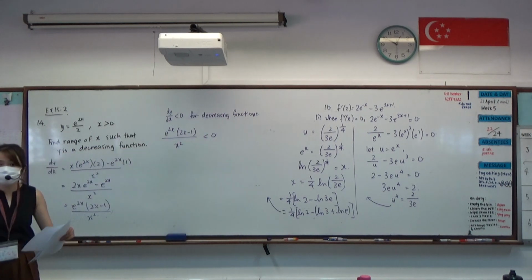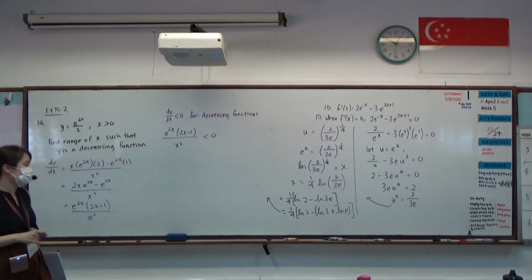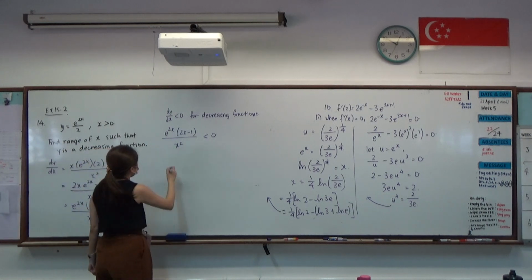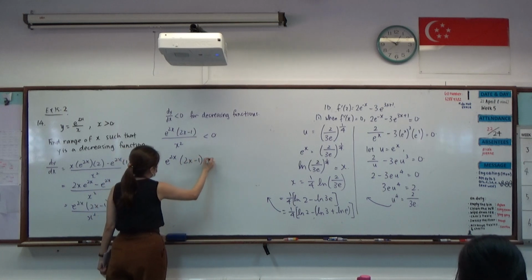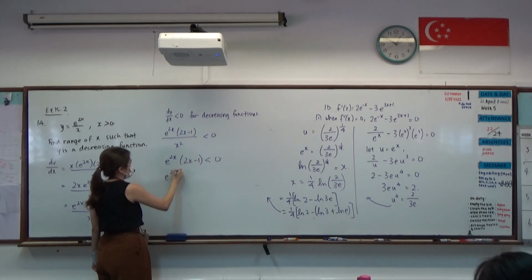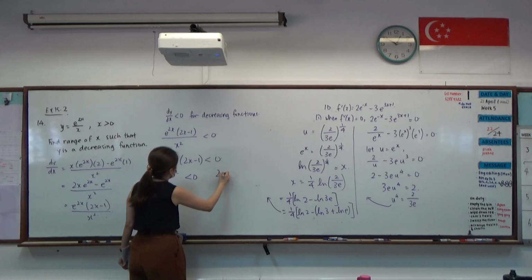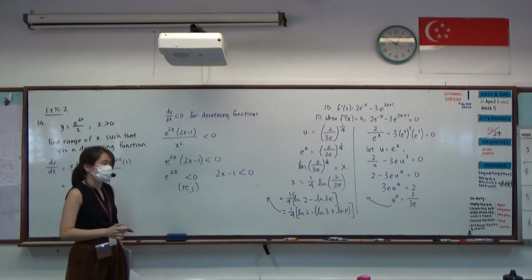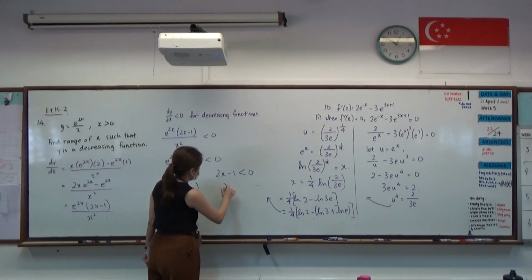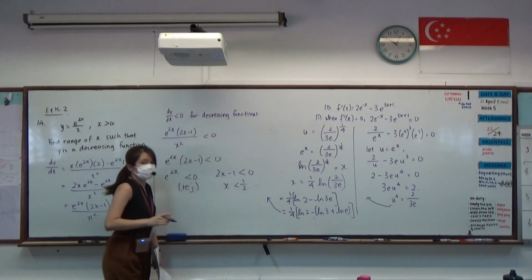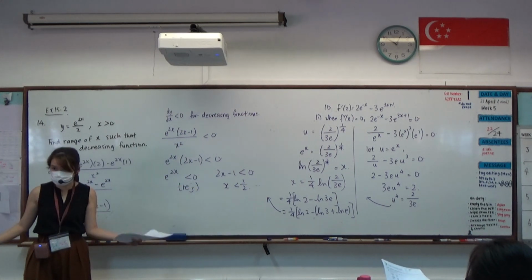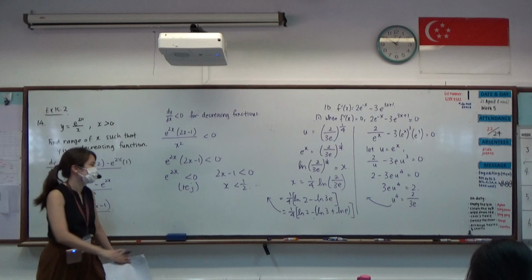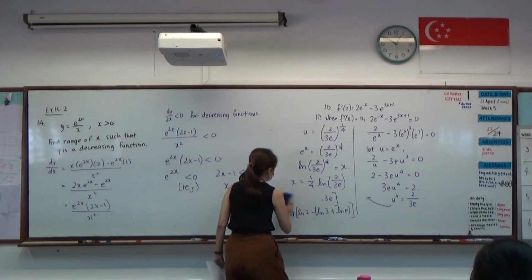But the problem is the next few steps. Most of you give me e to the power 2x times (2x minus 1) less than 0. Then you tell me e to the power 2x less than 0 or 2x minus 1 less than 0. Then you tell me this one is rejected because e to the power 2x cannot be less than 0, and then you say x is less than half. This is a completely wrong concept. Why is it wrong?